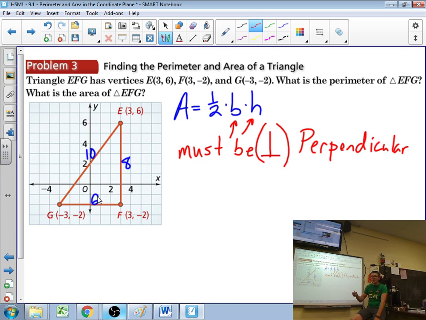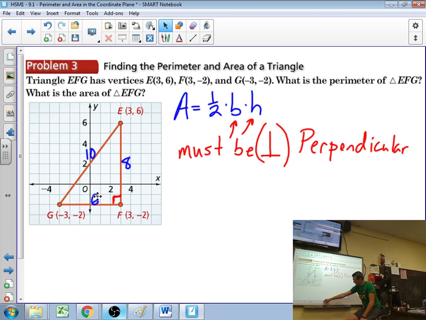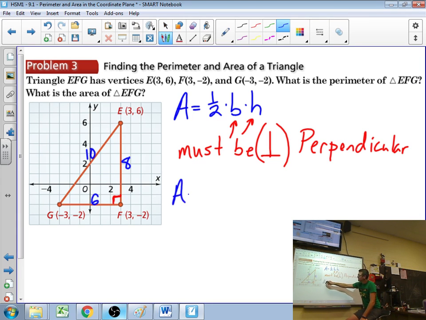So sometimes the height is not even a leg of the triangle. It's just the distance from the bottom of the triangle up to the top of it. So it doesn't always have to be a leg. Here we do have a base and a height that are perpendicular because we already found out that this is a perfect right triangle. So we know that those are perpendicular, so I can go ahead and plug those in.